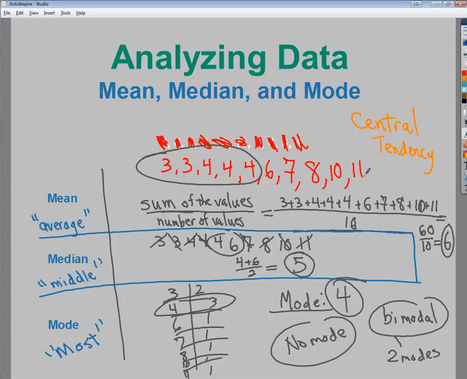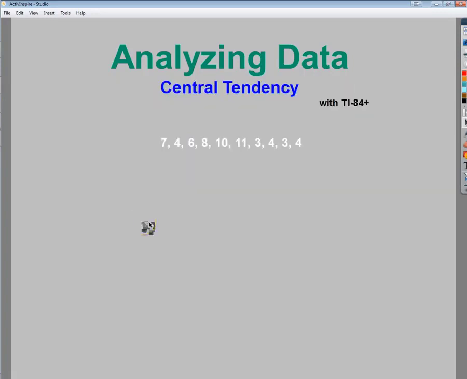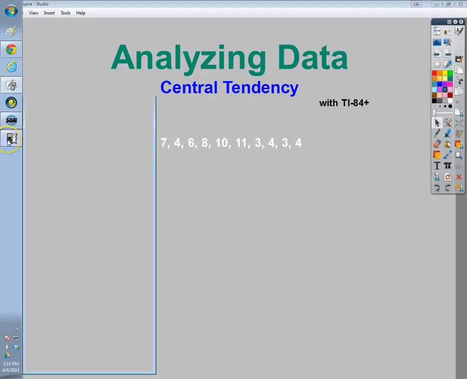Welcome. In this video I'm going to be analyzing data, central tendency stuff, specifically mean, median, mode, using a TI-84 Plus. So I have my data set there, the 7, 4, 6, 8 thing, and I'm going to go in and just make it happen.